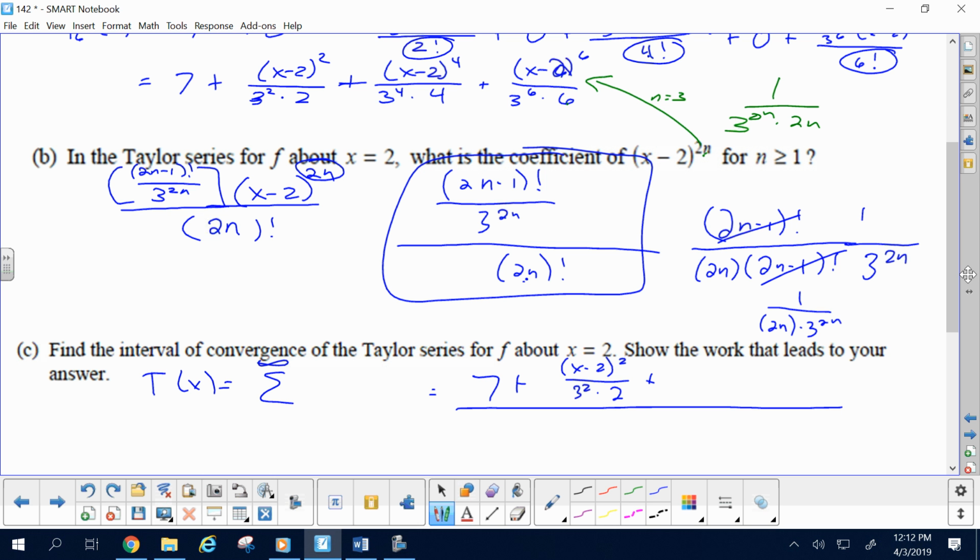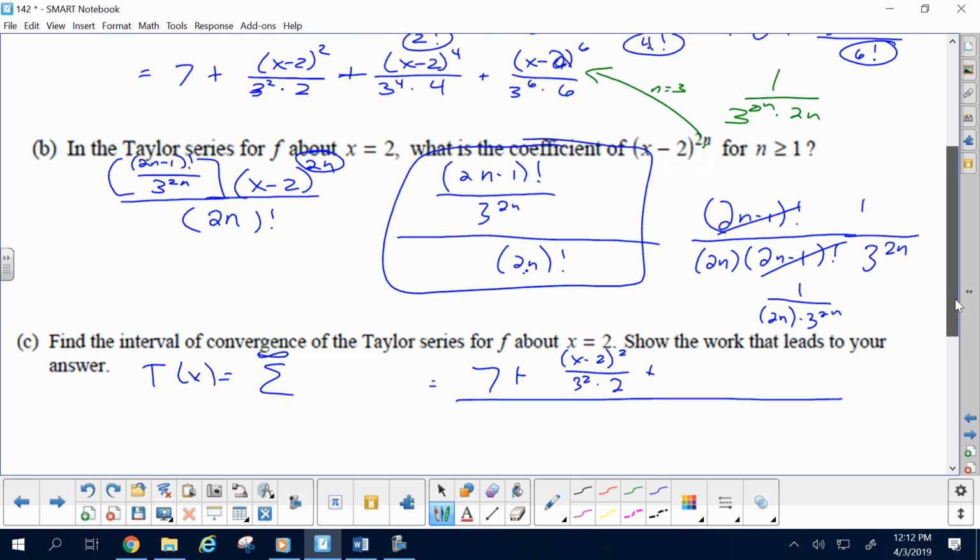I think 2, for example. If you put in an x of 2, wouldn't this converge like crazy? Because you get 7 plus a whole lot of zeros, and that surely is a finite outcome, right? So when you find the interval of convergence, you're trying to find a set of possible x values that won't make this grow infinitely large and spiral out of control. You follow? You do that by the ratio test.